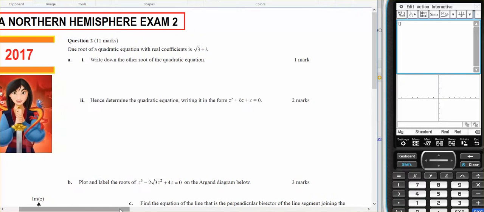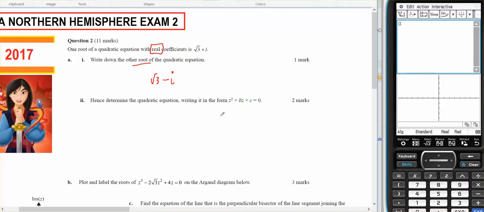Okay, what are those roots of a quadratic equation with real coefficients? Therefore, the conjugate appears. Write down the other root. Well, the other root would be root 3 minus i.